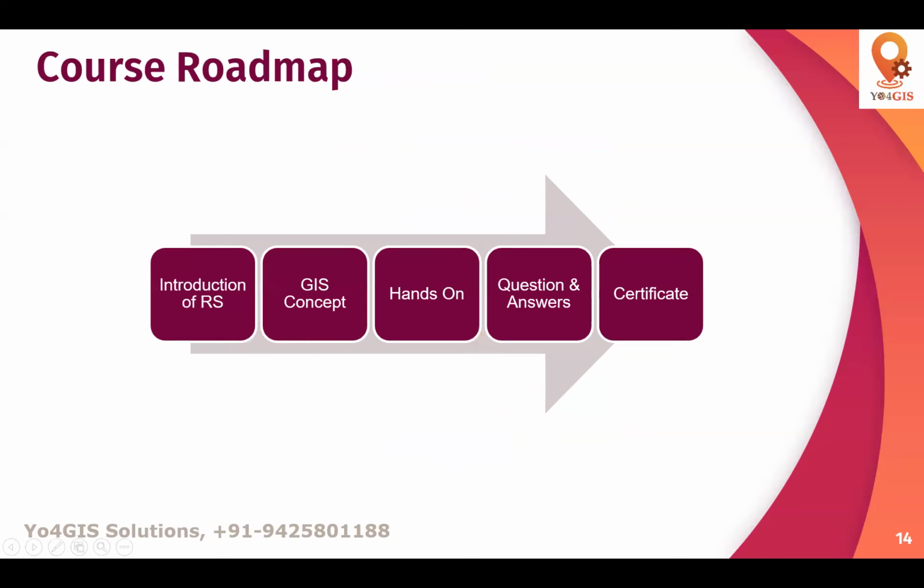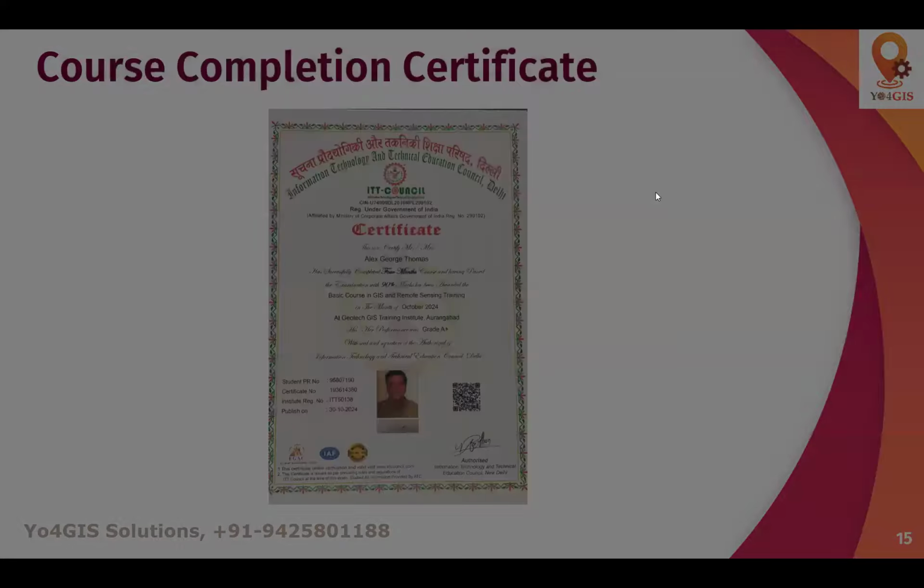Now after that, what is the course roadmap we have? First, we are going to start with the introduction of remote sensing. One or two sessions we will spend on the introduction of remote sensing. After that, we will come to the GIS concepts. Without wasting time, once we are done with the GIS concepts, immediately we will move to hands-on practice. Once hands-on practice is done, after that we will have question and answer. And finally, we will conclude the course with the distribution of the certificate. So this is the course roadmap.